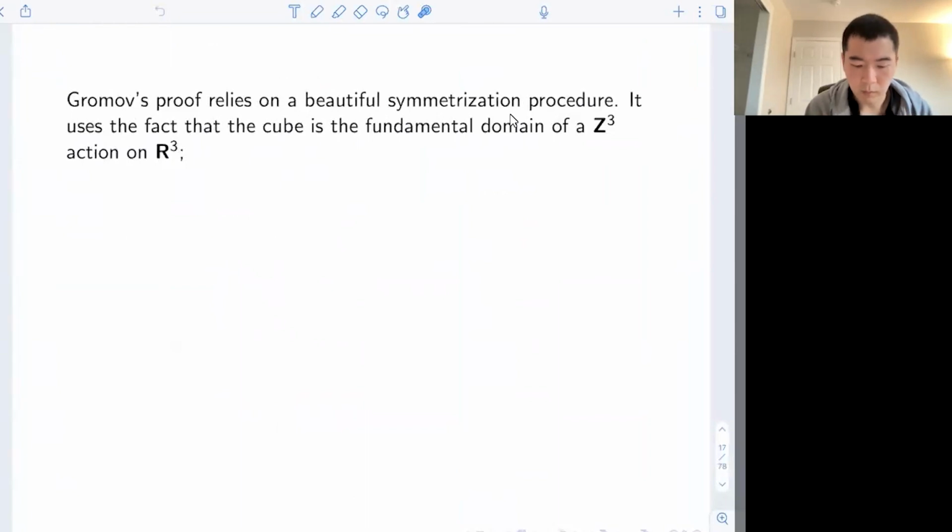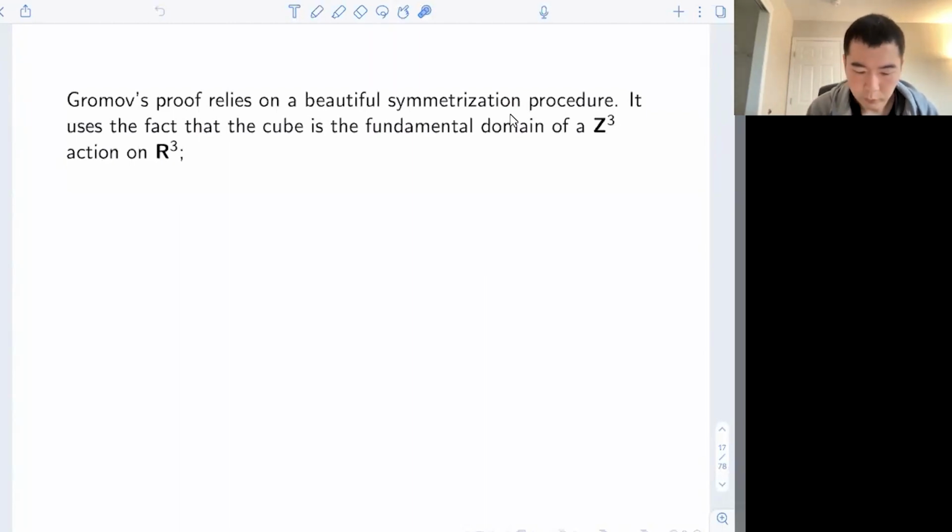So this is the theorem and its importance in understanding scalar curvature. And the original Gromov's proof relies on a beautiful symmetrization procedure. So basically, you can just reflect and double the cube across each of these directions, each of the faces, and then reduce the question to the torus rigidity theorem.